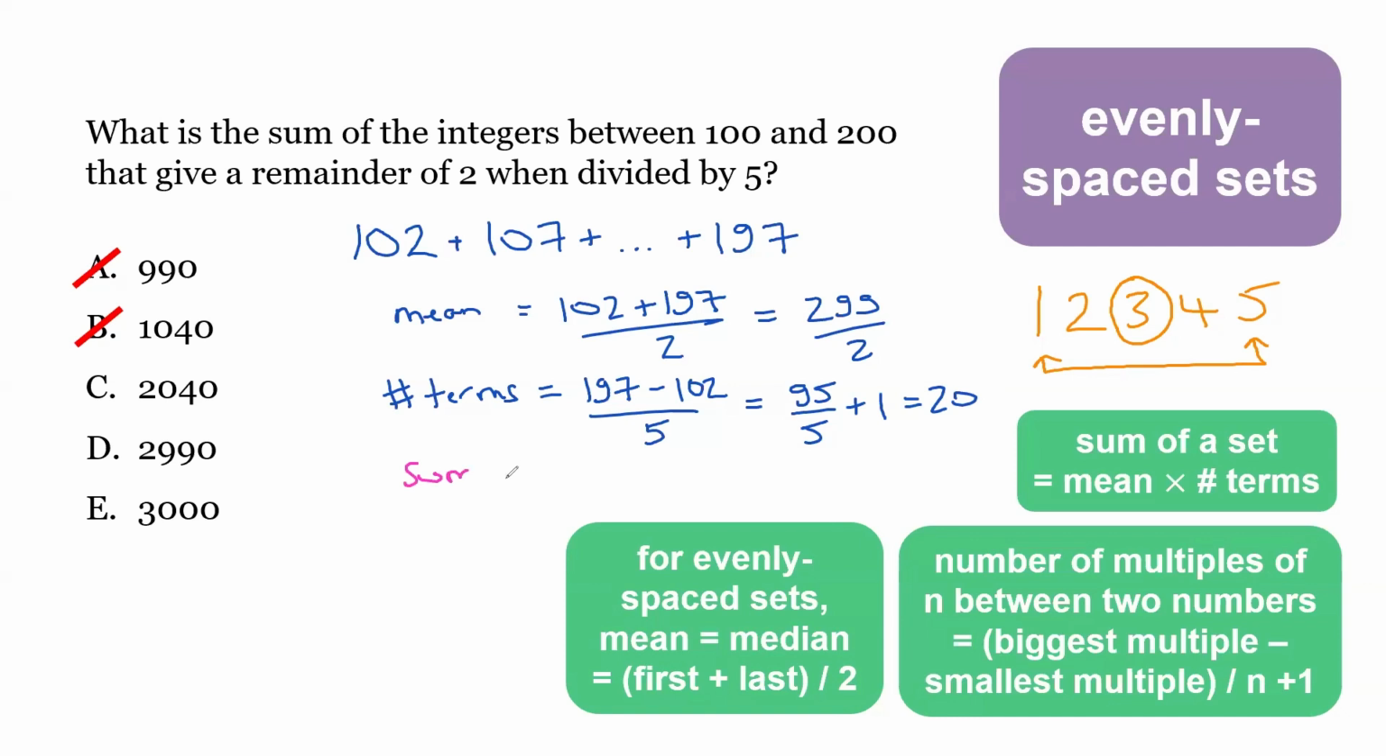Finally, let's do the calculation. 299 divided by 2 times 20 is equal to 299 times 10, which equals 2,990. The correct answer is D.